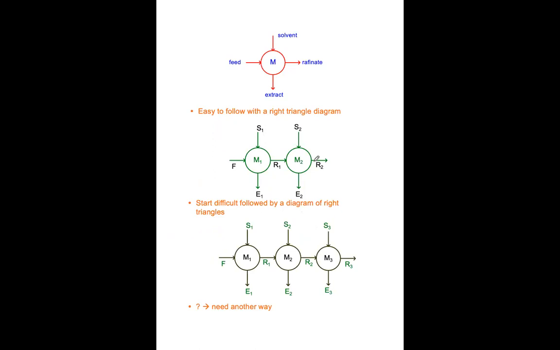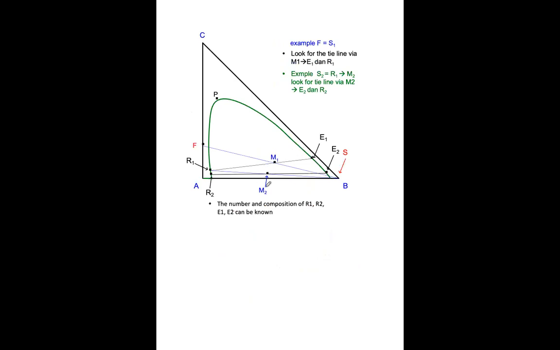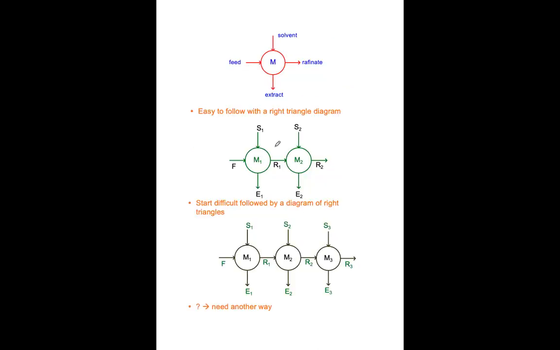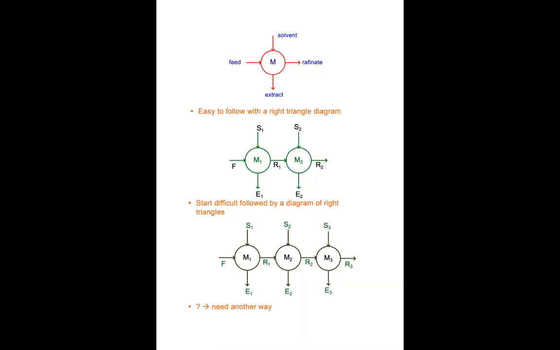With the right angle diagram, it's easy to follow, but when we do the third stage, it becomes very difficult around here, because then the R2 becomes the next feed for stage 3. When you draw the line, it becomes a little bit difficult. So next week we're going to talk about using the XY diagram, another diagram, just to solve this triangle diagram. All right, I think that's all for today.